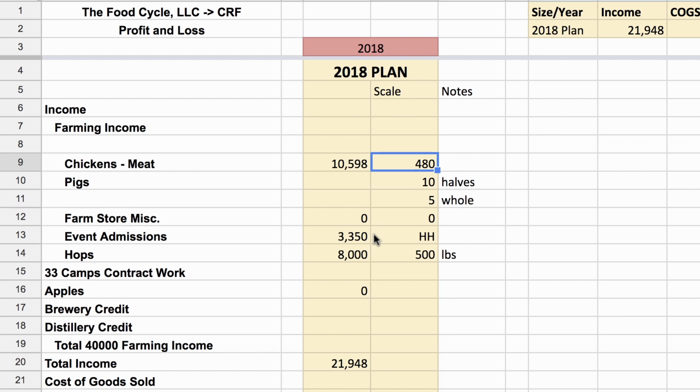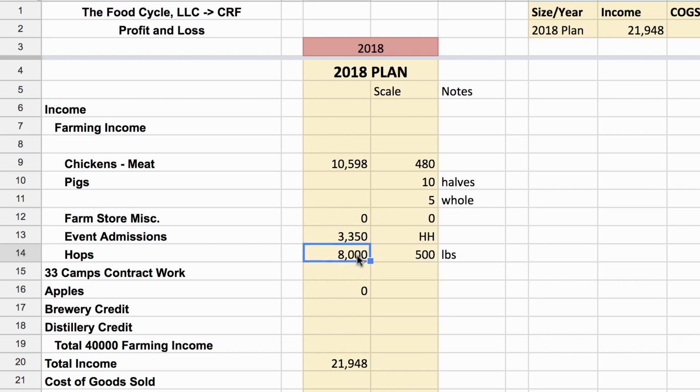And then we have events. We have a hop harvest festival where we charge tickets, and we have a pig roast, and people come and pick flowers, and there's live music, and it's a lot of fun. We do it every fall. That gets us a little bit of money. And then I put a placeholder for hops of $8,000 with 500 pounds processed.